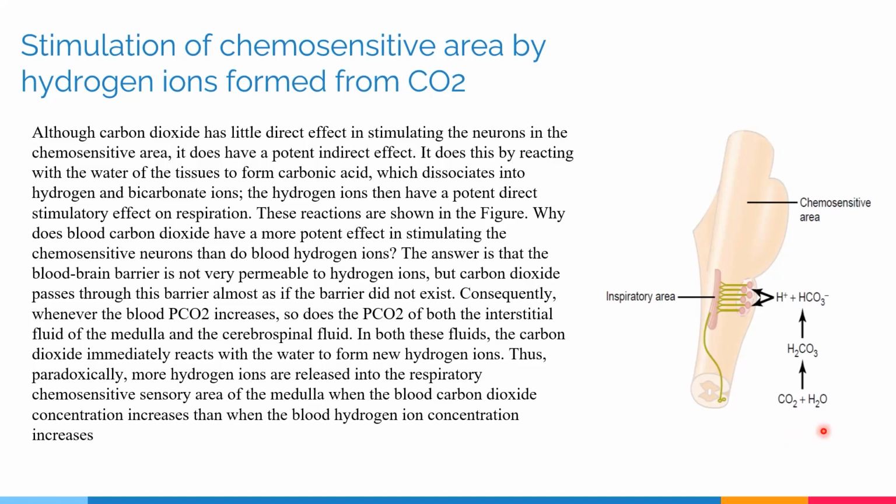The carbon dioxide first passes right through the blood-brain barrier and then reacts with water in order to form carbonic acid, which then dissociates to give hydrogen ions and bicarbonate. Thus, essentially, we have been able to transport hydrogen ions from one end of the blood-brain barrier to the other. And these hydrogen ions, which are produced via the increased carbon dioxide levels, are what affect the chemosensitive area.